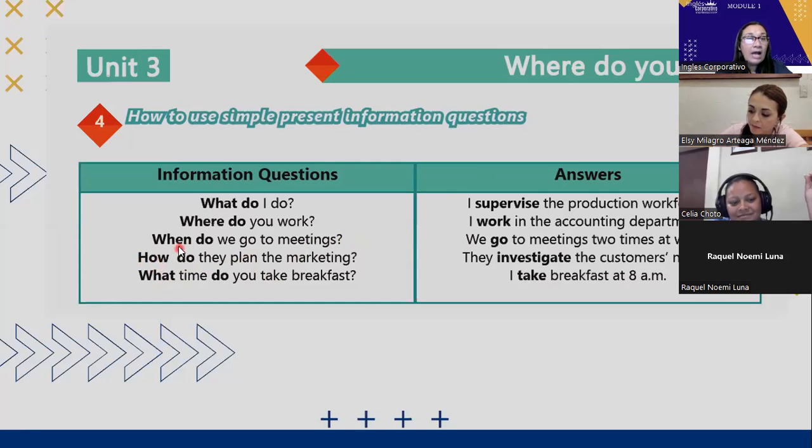So how do they plan the marketing? How? ¿De qué forma? ¿De qué manera? Okay, they investigate the customer's needs. Ellos investigan las necesidades de los customers. ¿Cómo? ¿De qué forma? ¿Verdad? How? Una pregunta muy común con how es como how do you go to work? O sea, ¿de qué forma haces para llegar al trabajo? I take a bus, I drive, I walk, I ride a bike.